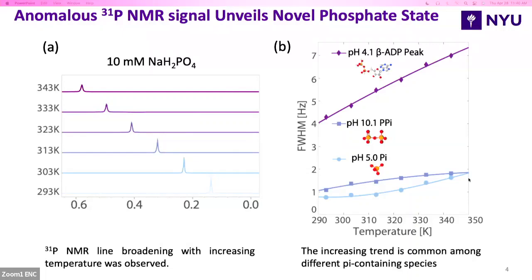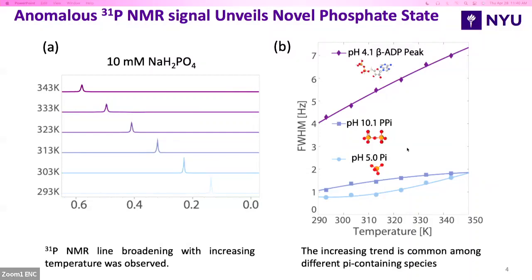solutions of phosphate-containing species at different solution conditions. For example, different concentrations, different pHs, and even different counter-ions. And you can see in this plot, in addition to orthophosphate, we also show the line width measurements for pyrophosphate and ADP as a function of temperature.